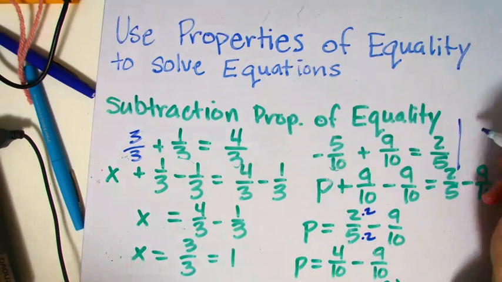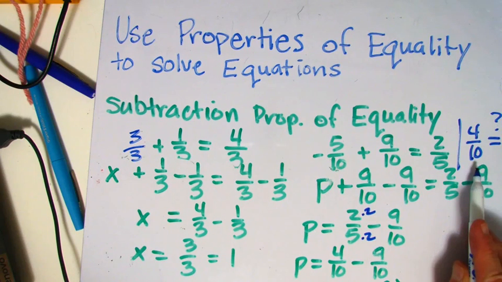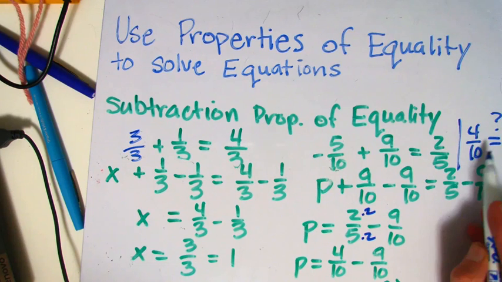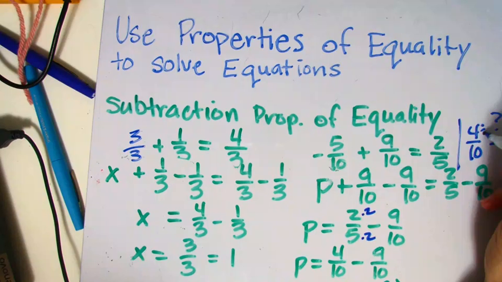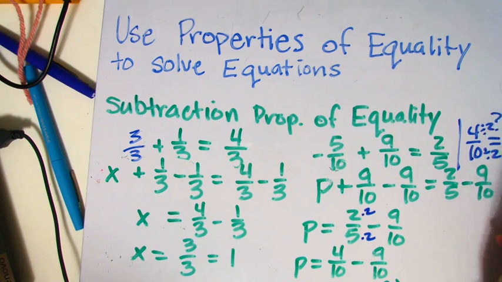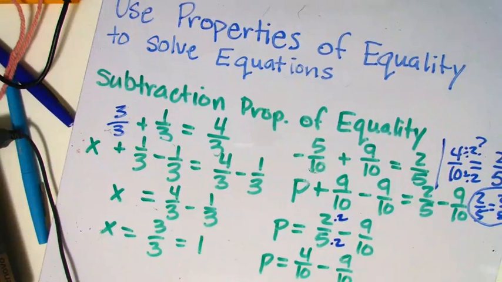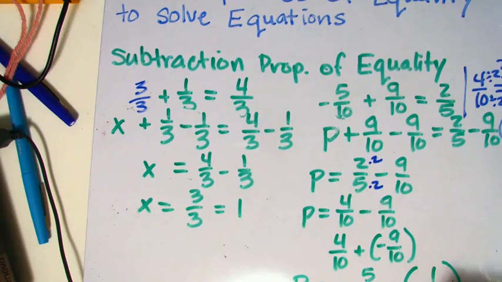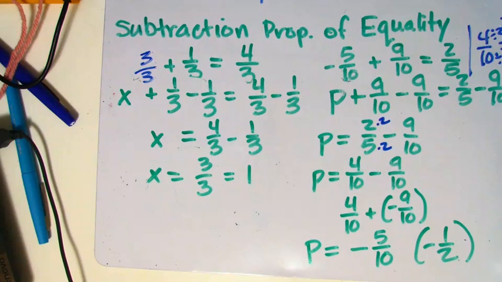Now, because this is 4/10, and we want to know if that's equal to 2/5, it looks like I can reduce. If I divide both terms by 2, I will in fact get 2/5. So if you divide by 2, you get 2/5 is equivalent to 2/5. So P equals -1/2 is the value of P.